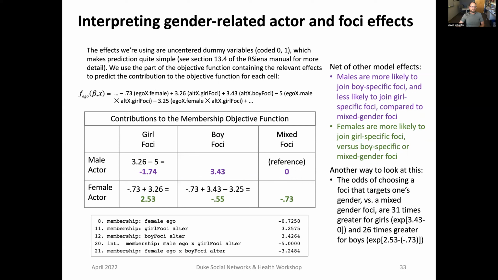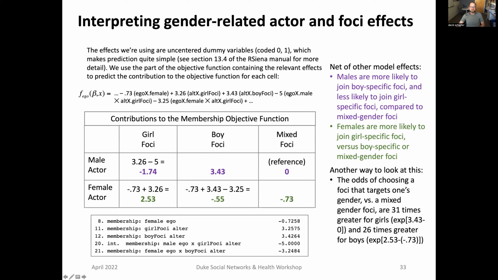Okay, this is easy because these are dummy variables that are coded 0, 1, and we didn't center them. Okay, so our ego female is coded 1 for girls, 0 for boys. In the case of a male, this is 0. Our girl foci is coded 1 for girl foci, 0 otherwise. So for a male joining a girl foci, this would be a 1 times 3.26 becomes this number right here. In this situation, boy foci would be 0. Okay, so that's coded 0.